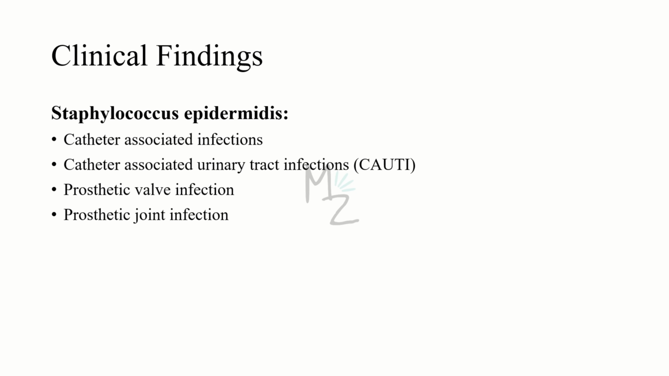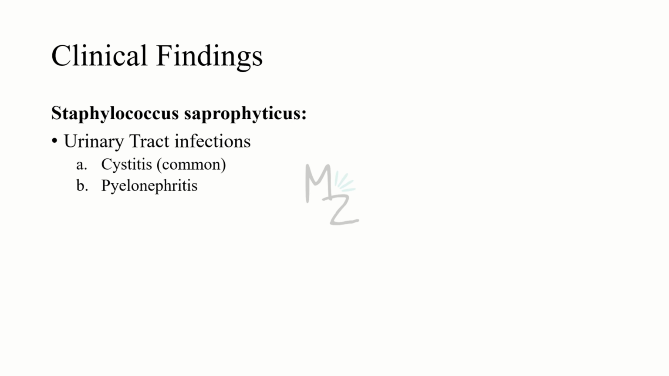and it can also cause prosthetic valve infections and prosthetic joint infections, mainly the hip joint. Staphylococcus saprophyticus is responsible for causing urinary tract infections, mainly cystitis. It is really common, but pyelonephritis can also occur.